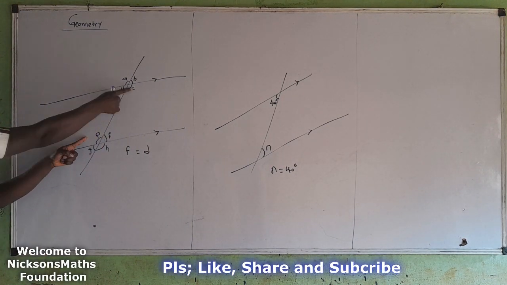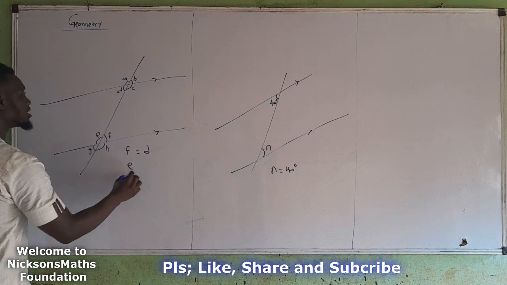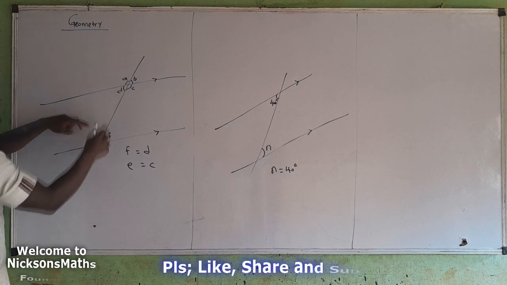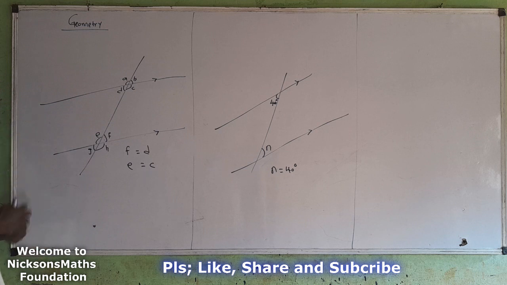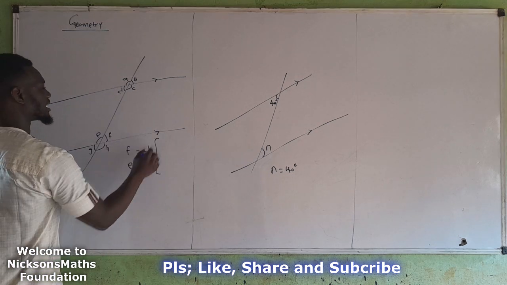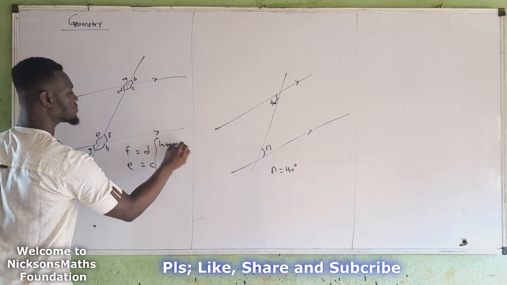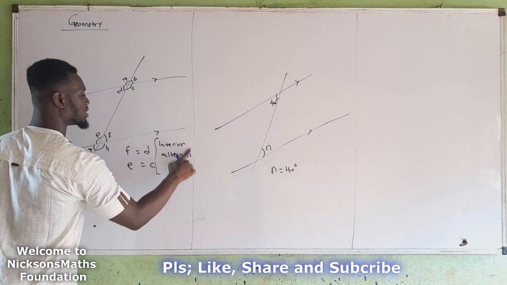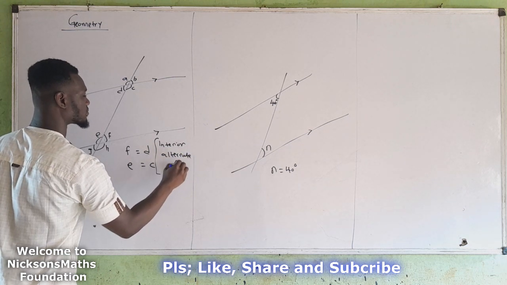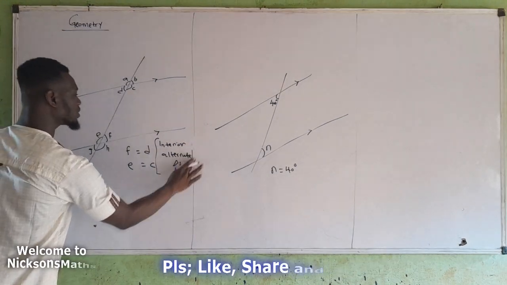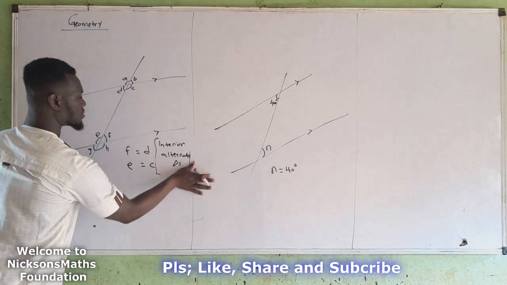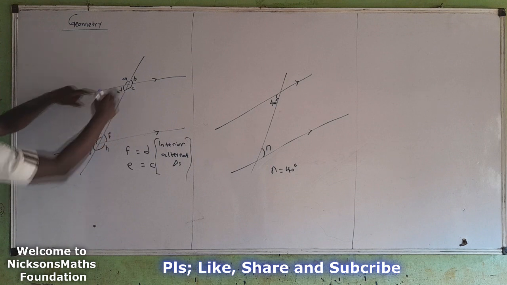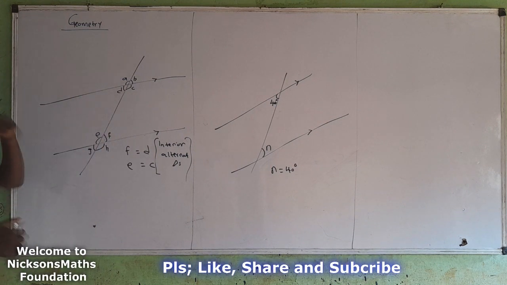Angle E and angle C are also what? Equal. Angle E is equal to angle C, or C is equal to E. All of them are interior alternate angles. So the reason here is that they are interior alternate angles. This is alternate to this, and this is also alternate to this.